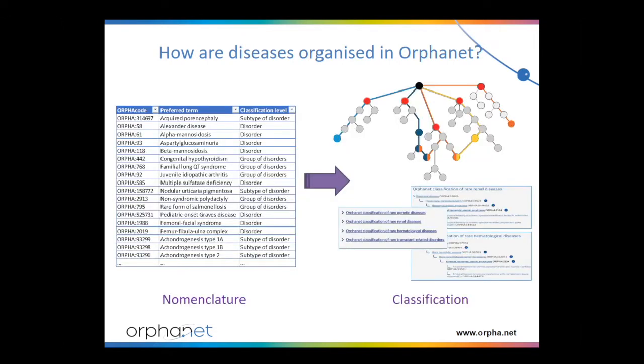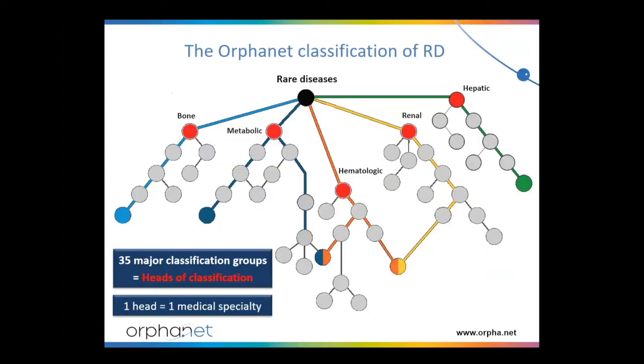The Orphanet nomenclature is not present as a simple list of rare diseases in the database. It is actually organized in a classification system, a relational structure that uses the entity's classification levels and parent-children relationships. The classification system is organized in 35 main classification groups, also called heads of classification or hierarchies, each corresponding to a medical specialty or biological system.